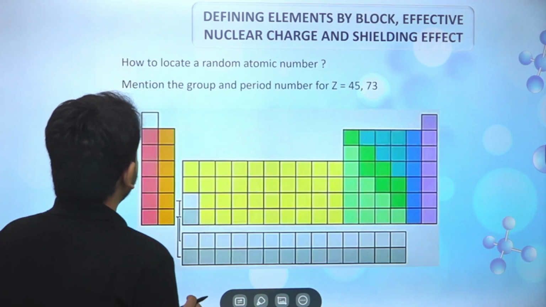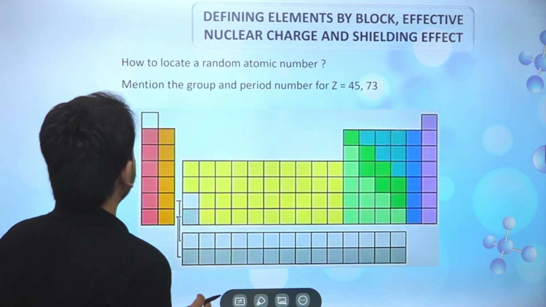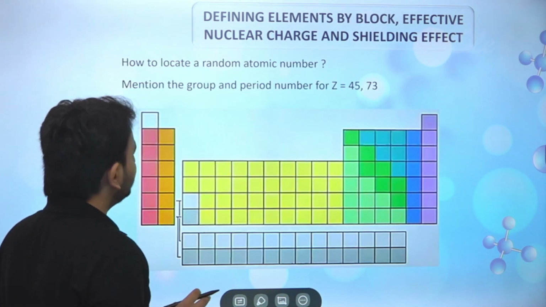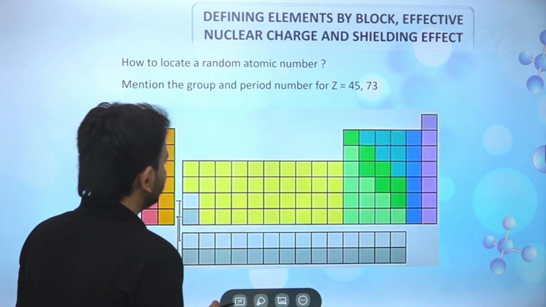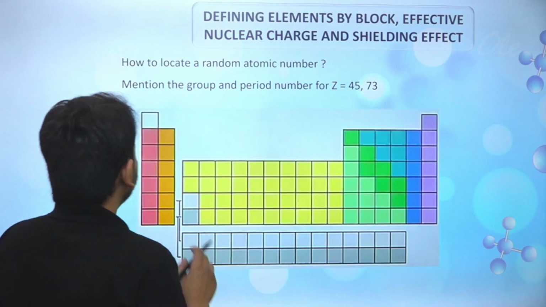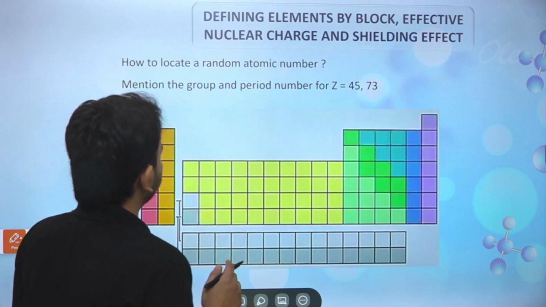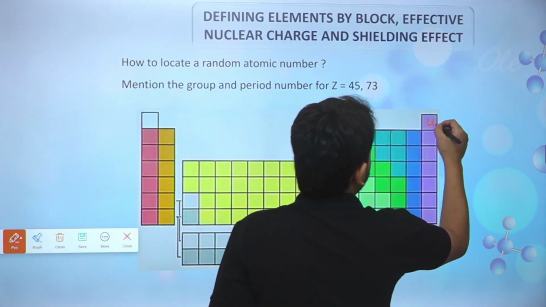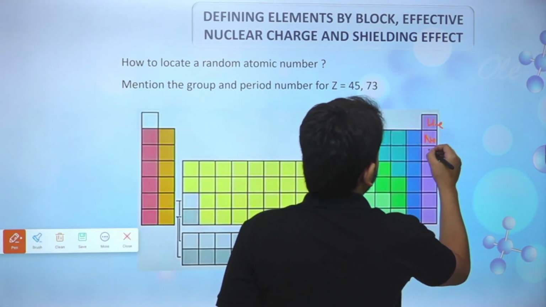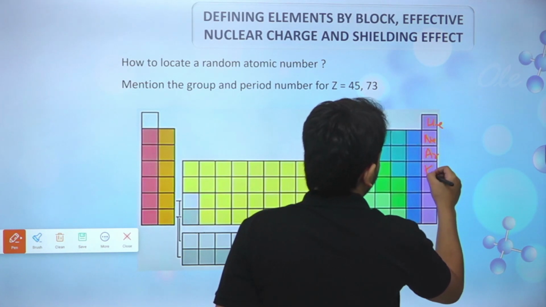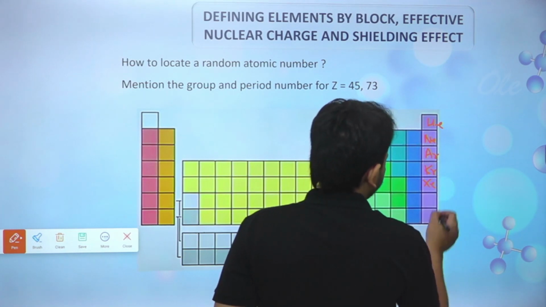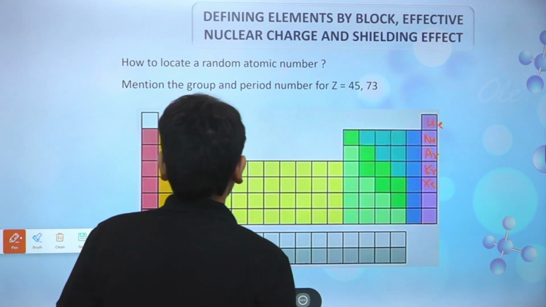So these are the exceptions that you must remember, right? Now, how to locate a random atomic number mentioned in the group and the period? Guys, what you should remember over here is, this is helium, this is neon, this is argon, this is krypton, and this is xenon. And then there is radon and all. You should remember till at least here.